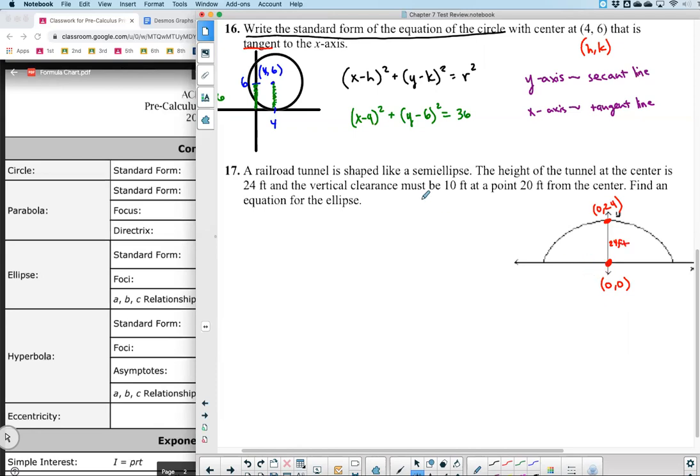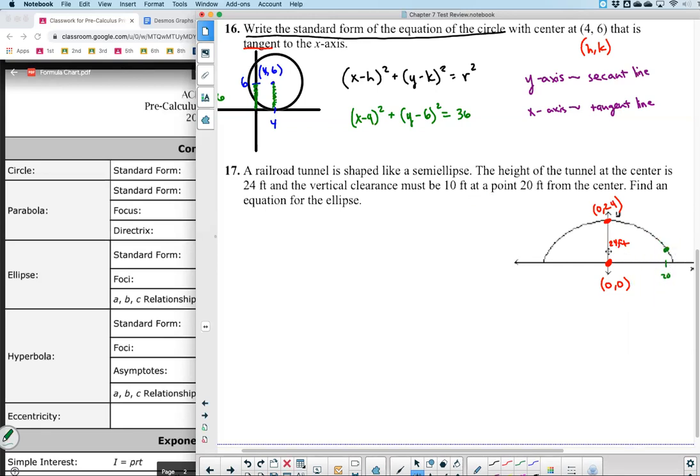And the vertical clearance must be 10 feet. That's the y, must be 10 feet at a point 20 feet from the center. So if we go over 20 feet on the x-axis, the y height needs to be 10. Well, let me go off of this to make it to scale. Let me say that that right there is 10 feet. So let me slide this one over a little bit.